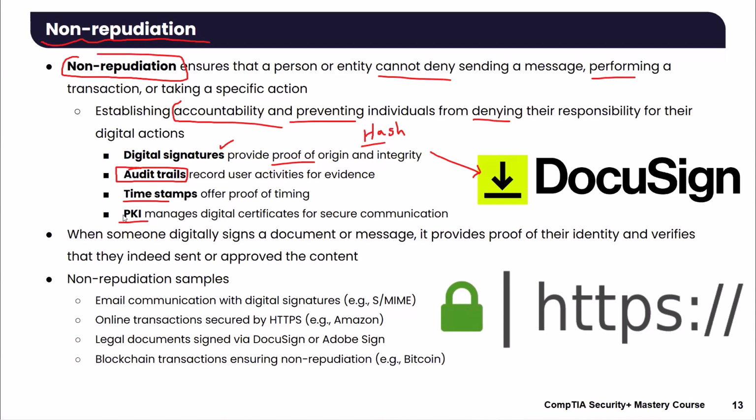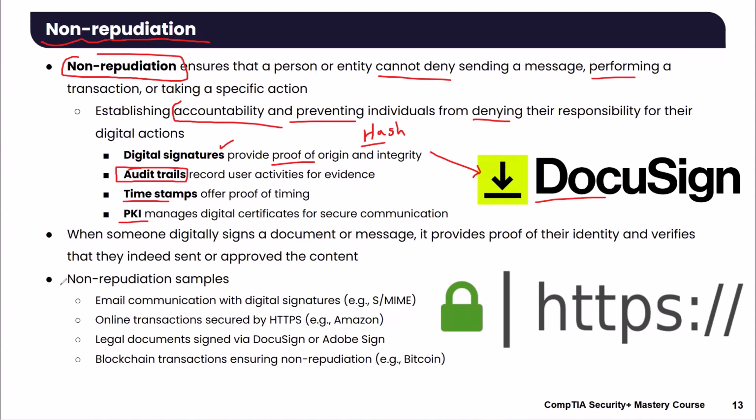So PKI, this is the public key infrastructure. We're going to talk about this in, like I mentioned, the cryptography section. We're going to come back to this a little bit because a computer does this a little differently than what I'm talking about right now. And then you've got companies like DocuSign that help with this kind of stuff.